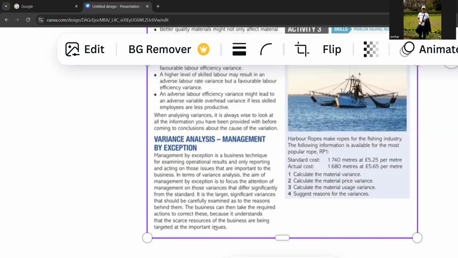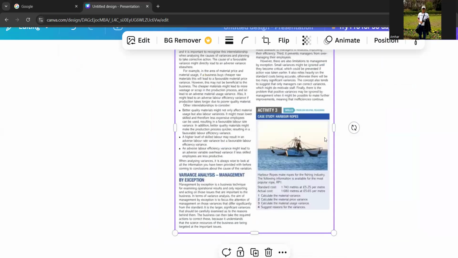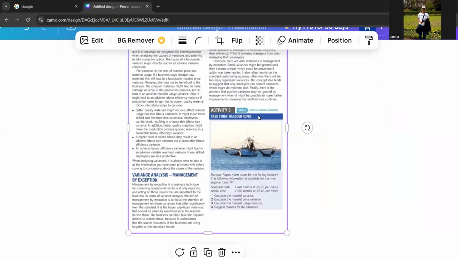That means when there is an adverse variance, the limited resources of the business are being targeted at the important issues. So they should understand why the variance has been adverse, and they will take corrective actions to correct them. Did you understand all that now? Yeah, I understand that now. Okay, now look at the next page. Look at this.